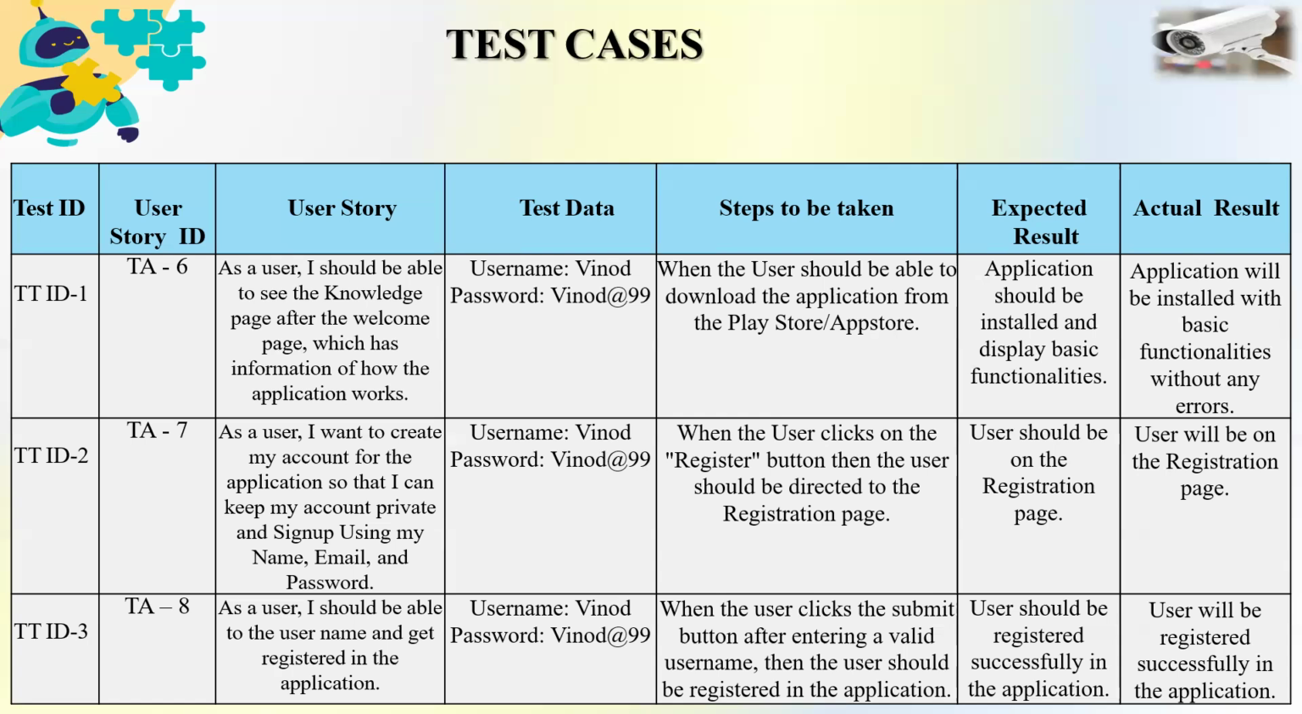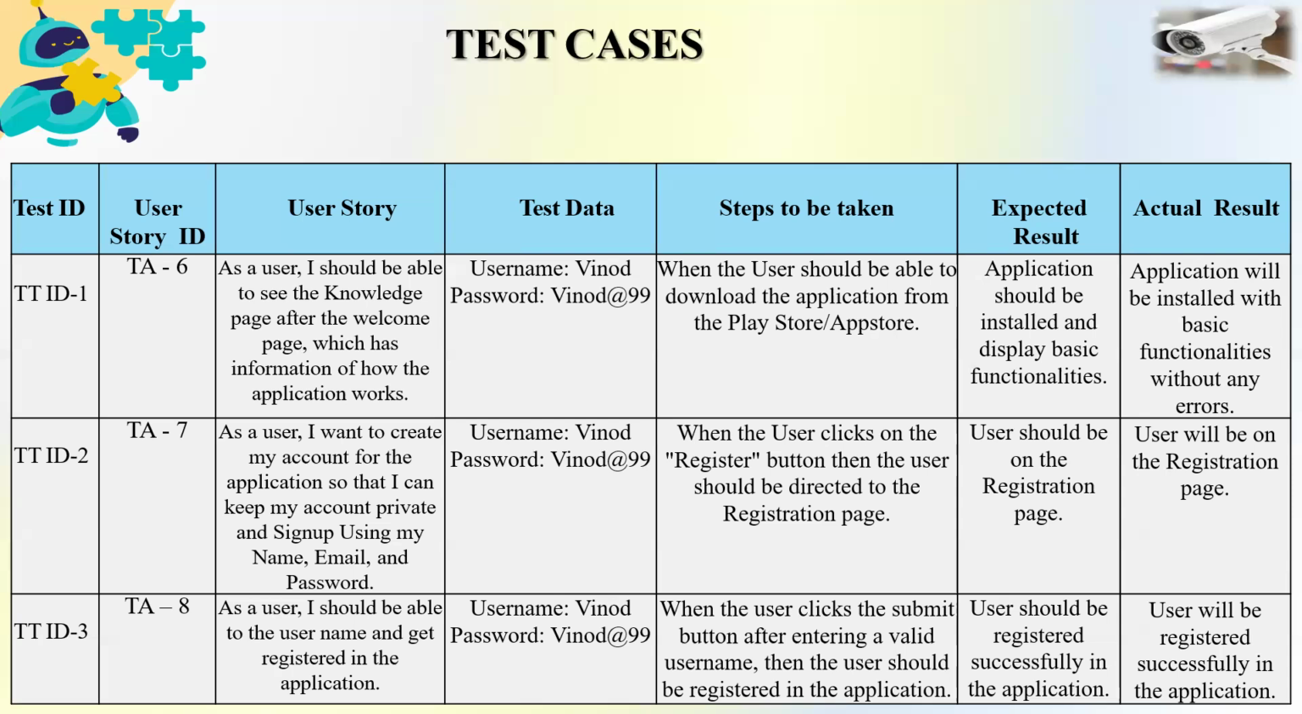Here we put in the test data of the username and password, which was required during the welcome process of the application. The steps to be taken were that he should have been able to download the application from Play Store, since he wanted to see the knowledge page after the welcome page. So the application should be installed and display basic functionalities, because it could have been done only once when the application had been installed. And this was the expected result, and we did get the actual result with the application getting installed and basic functionalities working without any errors.